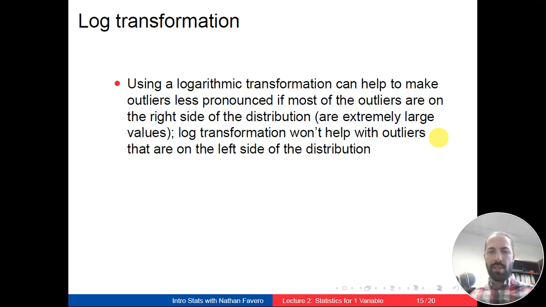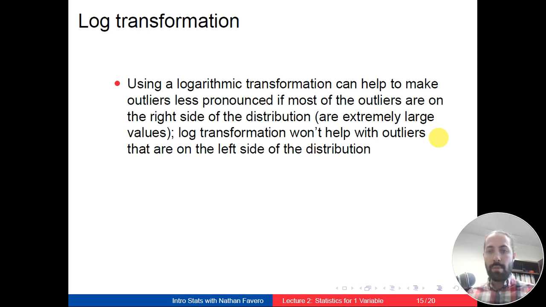This isn't a transformation that's going to help if we have outliers that are extremely small values, something like really large negative values or values that are really close to zero. If that's where the outliers in our distribution are, a log transformation is not going to help. But in a case like income, where we often have outliers that are really large values, we often use a logarithmic transformation to lessen the effect of those outliers. And we'll see an example of that graphically in just a moment.